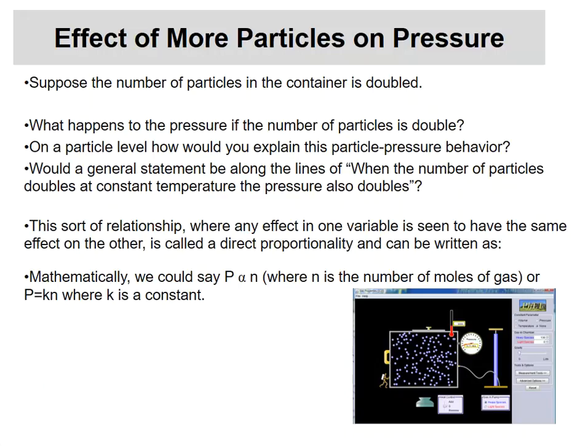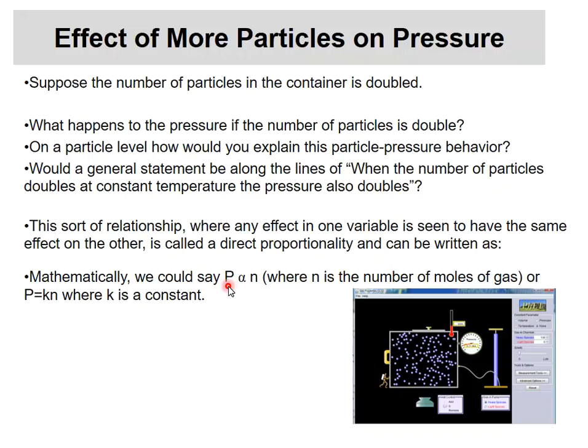A statement you can make is, when the number of particles doubles at constant temperature, the pressure also doubles. But you could change that out and say triples, quadruples, gets cut in half, gets cut to a tenth, any of those things would work. So it's a relationship where these two variables go in the same direction, which we call a direct proportionality. When we look at this relationship, there's a direct proportionality because as my number of particles goes up, so does my pressure. As my number of particles goes down, so does my pressure.